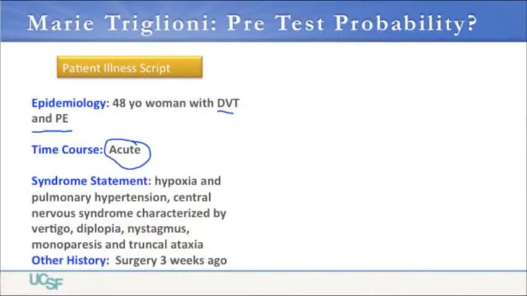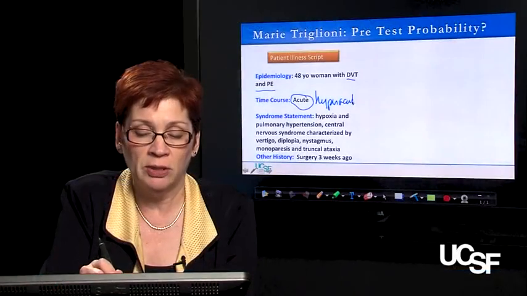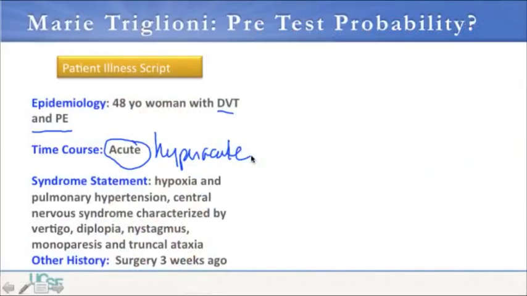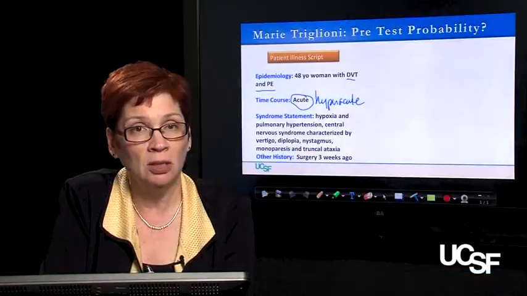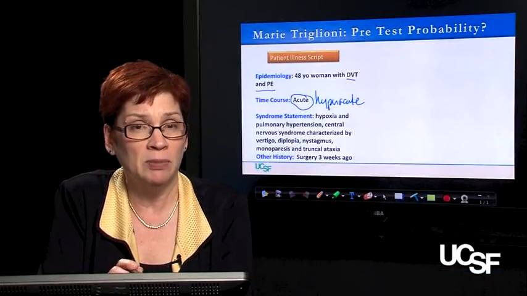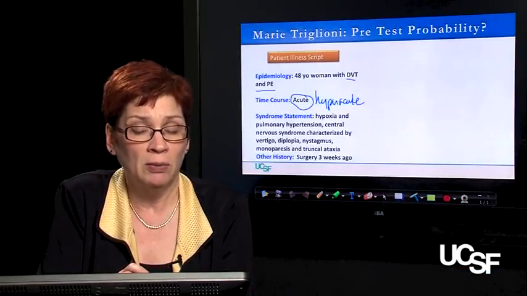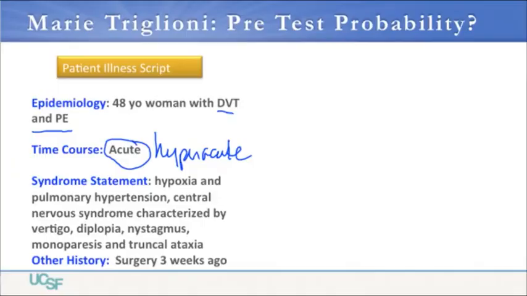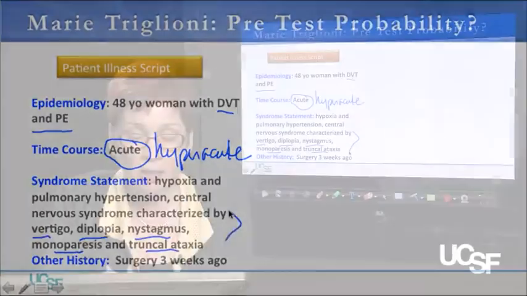Time course we've described as acute. Some people might even call it hyperacute. She was fine one minute and the next minute she wasn't. And then a syndrome statement, hypoxia and pulmonary hypertension. So if you're thinking physiologically to disease-based illness scripts, that might be giving you a clue as to what might be going on. And a central nervous syndrome characterized by vertigo, diplopia, nystagmus, monoparesis, and truncal ataxia.